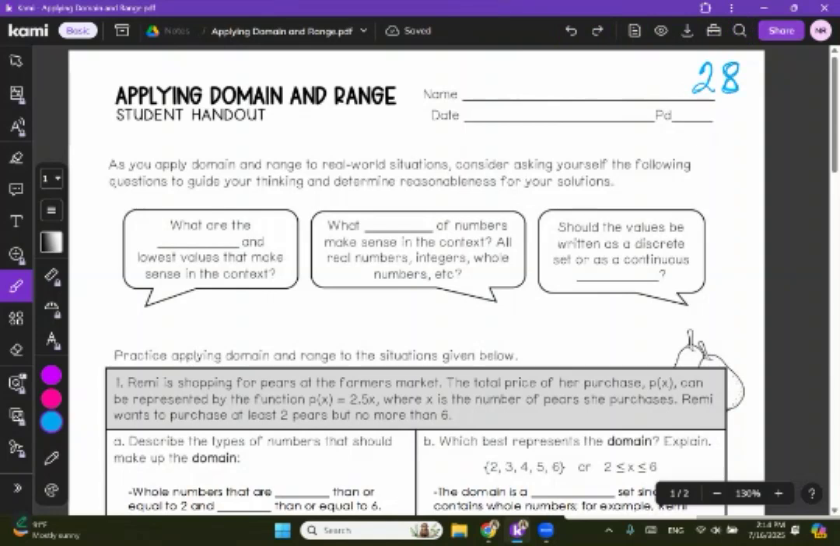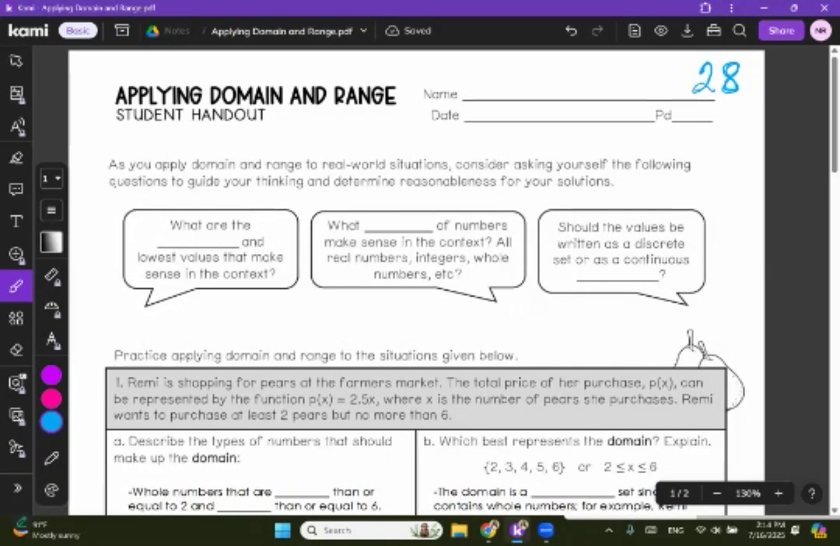Applying domain and range is probably going to be the hardest out of all of the finding domain and range, just because you do have to pay very close attention to the context of the situation. You have to think about what type of numbers are being described. So, as you apply domain and range to real world situations, consider asking yourself the following questions to guide your thinking and determine reasonableness for your solutions.